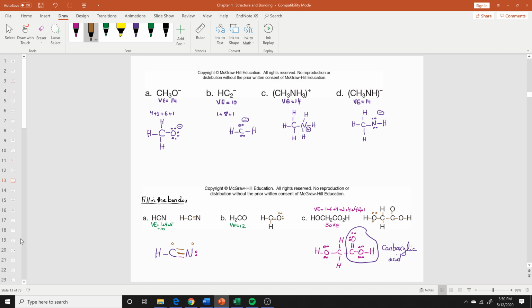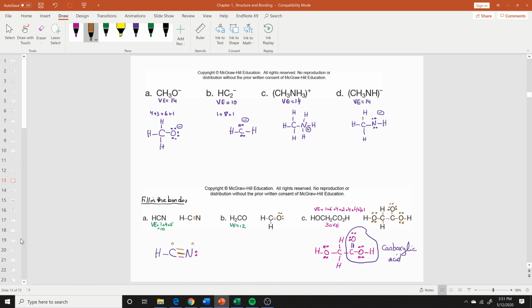17, 18, 19, and 20. I'm done with this oxygen. It's octet. 20, 21, 22, 23, 24, 25, 26, 27, 28, 29, 30. So now counting those, they are 30 valence electrons. I'm done, but carbon is not octet. Carbon has 6 electrons. It has 3 bonds only.